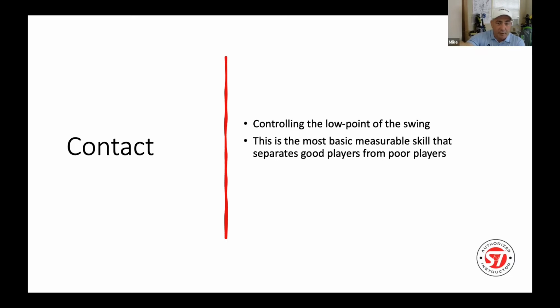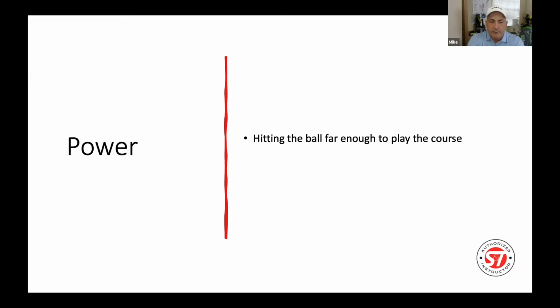If their contact's pretty good, well, what's the next step? Well, we could hit little chip shots and you'd shoot 400, hitting 20-yard shots and chipping around the golf course. So the next level would be, just to lead into it for Nick, power. You've got to be able to hit it far enough to play the course. Absolutely.